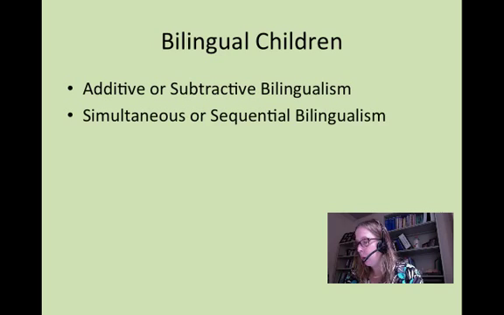In sequential, children learn one language first and then begin learning the second. That's usually what happens in the U.S. We usually learn English first, and they eventually learn a second language. We do know that if it is sequential, the younger children are when they do that, the more easily they're able to do so. And again, it depends on whether they'll keep both languages or lose one language, depending on the situation that they're in. Okay.